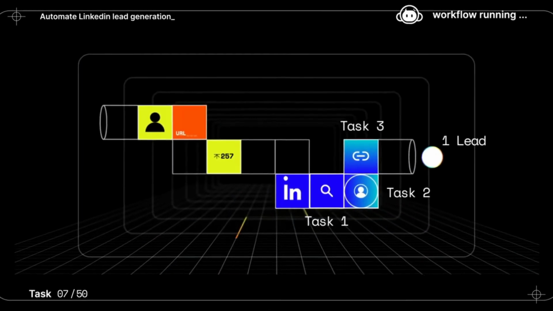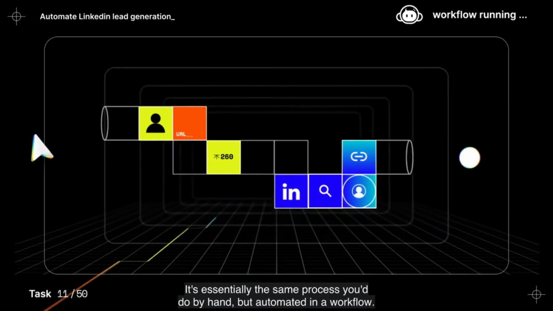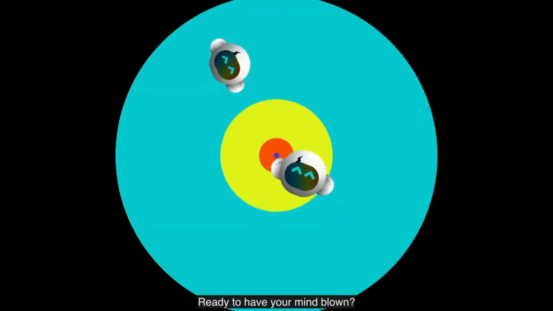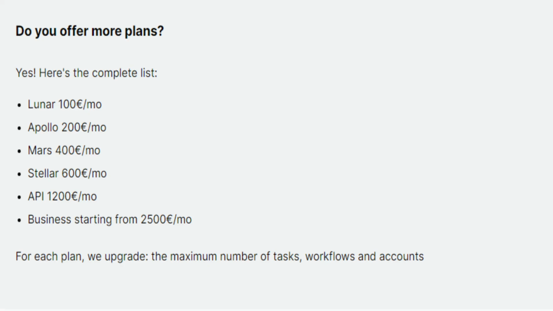If you have a question about whether they are offering a few more plans, yes, of course they have more plans also. In the pricing dashboard, they have mentioned only 3 plans, Lunar, Apollo and Mars, but they have Stellar, API and Business plans also. If you go with the Lunar plan, I have already told you, you have to pay 100 euros, for Apollo 200 euros, for Mars 400 euros monthly. For Stellar, because they have a Stellar plan also, you have to pay 600 euros monthly.